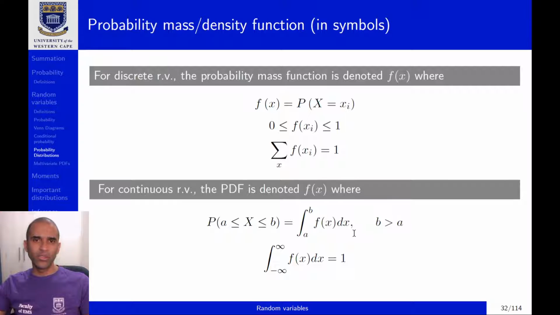Now, probability distributions can be expressed in different ways. We just gave a definition of a probability distribution. On this slide, the same idea is expressed in symbols. So just looking at the discrete case at the top, you have a function f of x, which gives you the probability that the random variable X takes on some value xi.